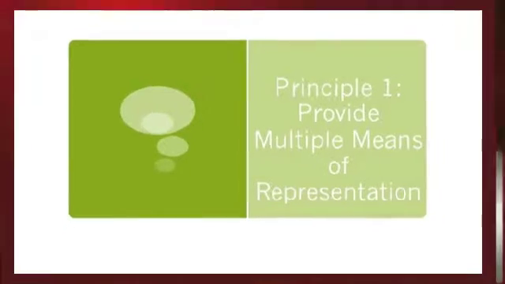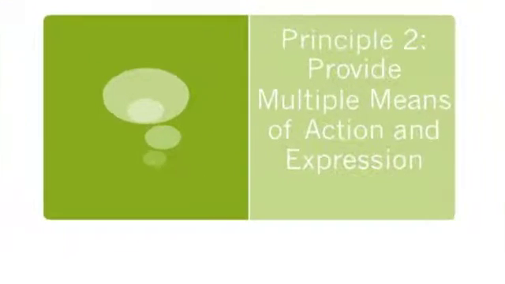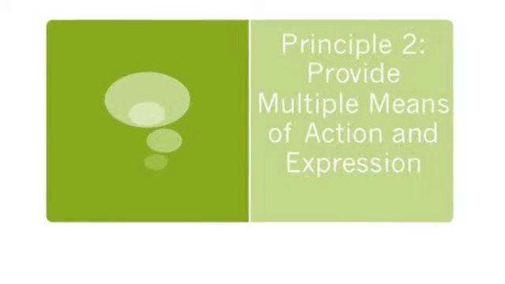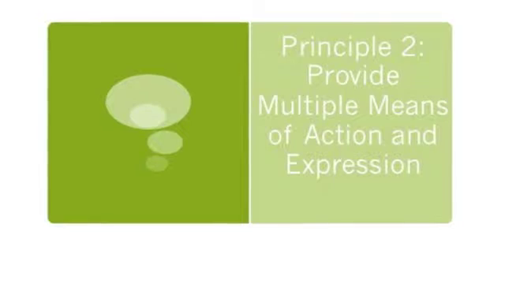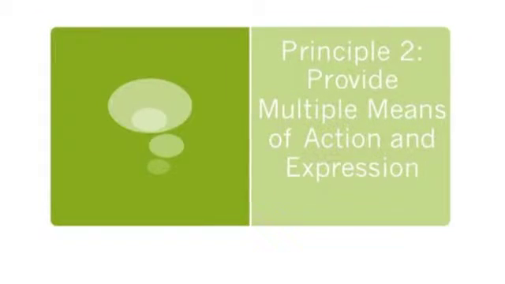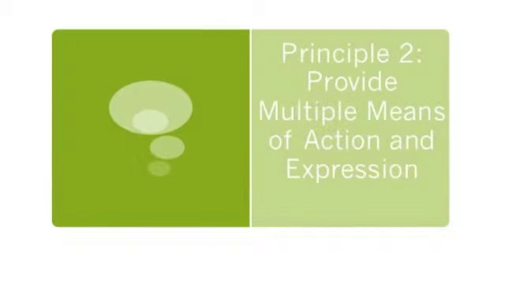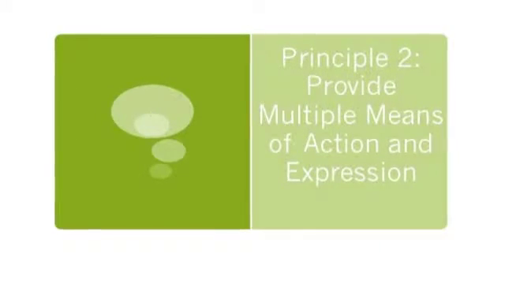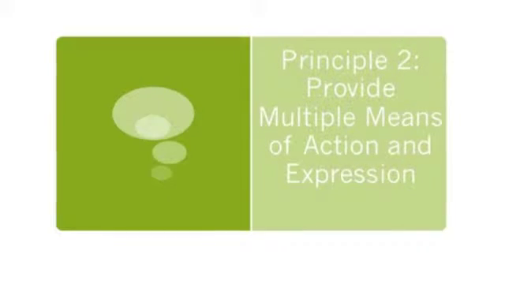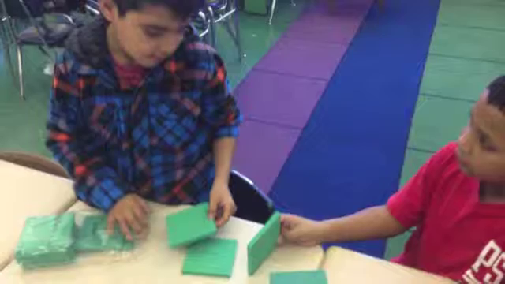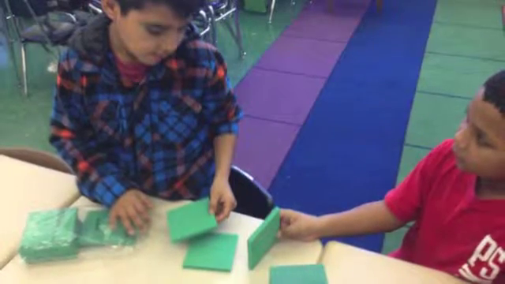The second principle is provide multiple means of action and expression. Traditional classrooms place a heavy emphasis on reading books and writing with a pencil and paper, but not all learners can perform their best work with these tools. Some learners will respond better when opportunities for physical action are built into lessons. For example, students can act out scenarios or physically move objects around to express their ideas.